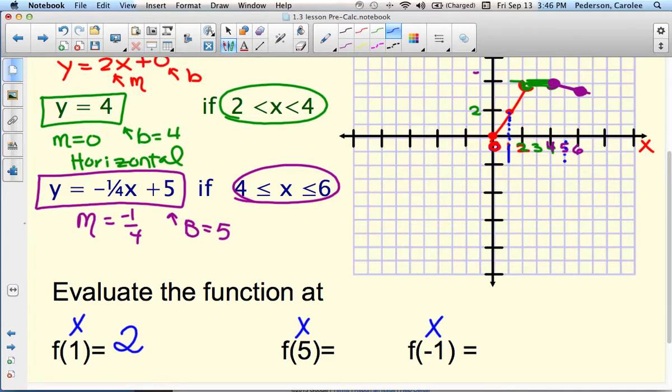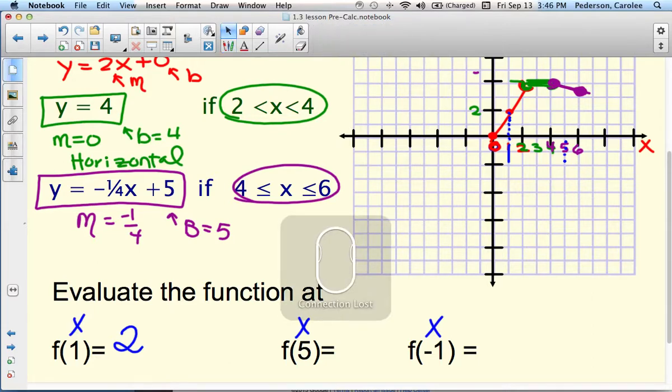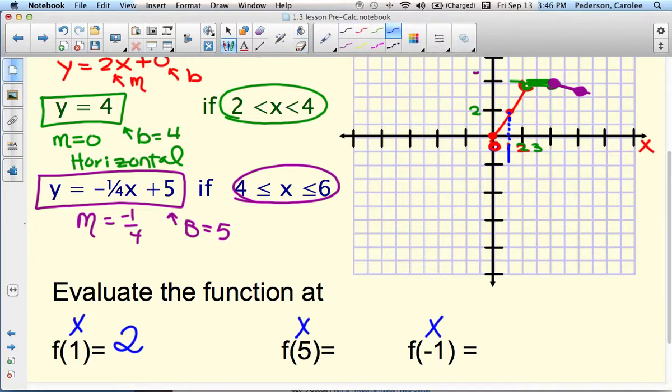Then we're going to go to 5. Read up. And it looks like it's a little less than 4, so we'll just say like 3.6. The last one, f of negative 1, the graph doesn't exist, so no answer possible there. And that's how you can graph a piecewise function or evaluate the piecewise function.